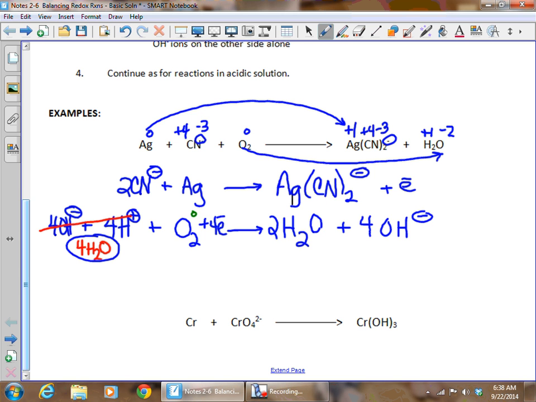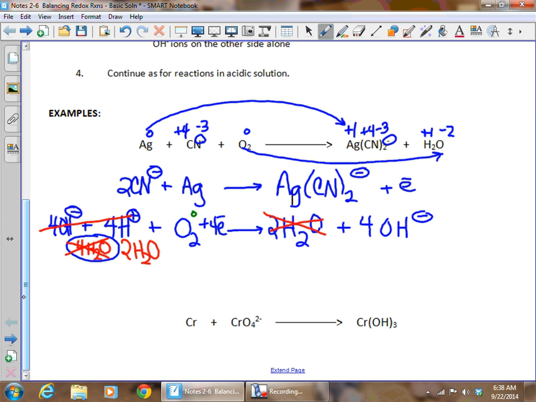So what can we do there? We're going to cancel out the waters on this side, and we're going to leave 2 waters behind on this side. So now that we've done that, we can go through and balance for the electrons. We've balanced by mass, and now let's balance for overall electrons.